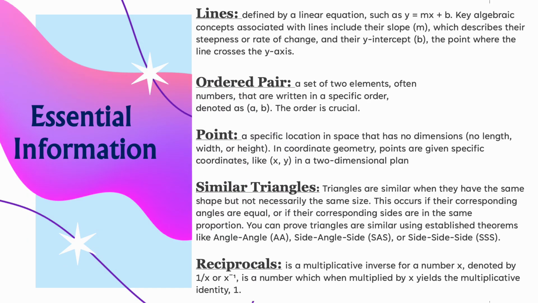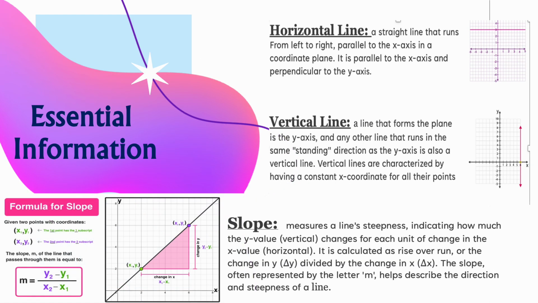The essential information you must know is what a line represented by the equation y equals mx plus b is, what an ordered pair is, a point, what similar triangles are and the postulates that can be used to prove them, and what a reciprocal is. This is key, being that the multiplicative inverse for a number is very important to know when looking at perpendicular lines. You also must know what a horizontal line is, a vertical line, and also the definition and the calculations necessary to find the slope.